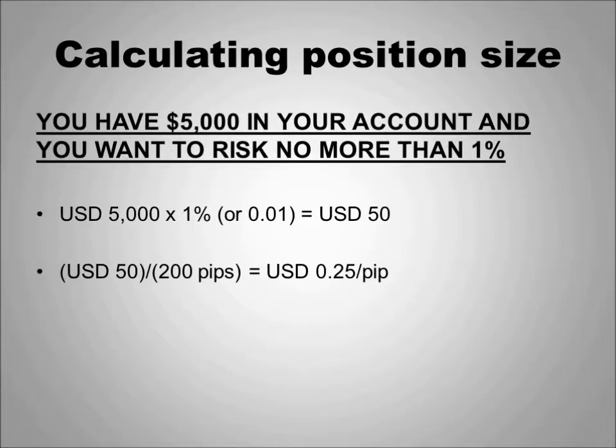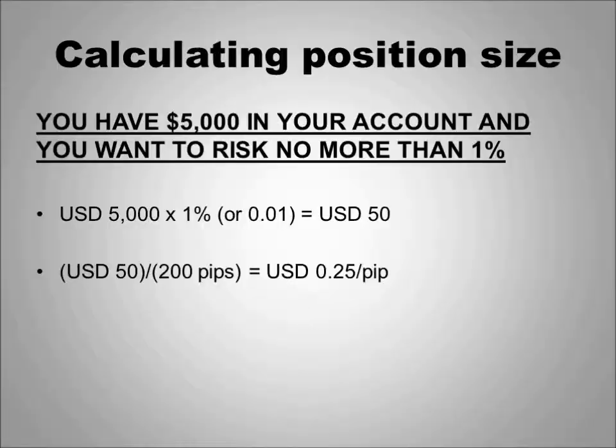So how did I come up with this figure? Well, I've taken 5,000 US dollars, multiplied that by 1%, and it comes out to $50. So that means when I open a position on the euro dollar, I don't want to lose more than $50. That was my plan. So my plan is, if this decision to enter the market is a bad decision, then let me lose no more than $50. So that's what I'm saying here.